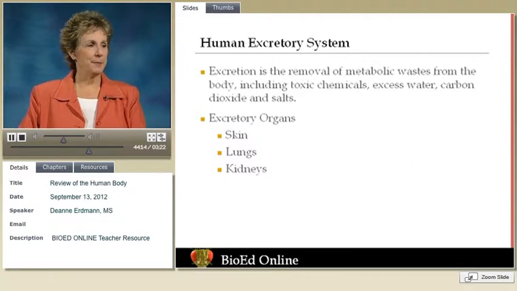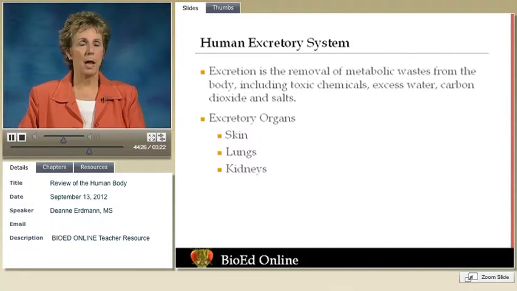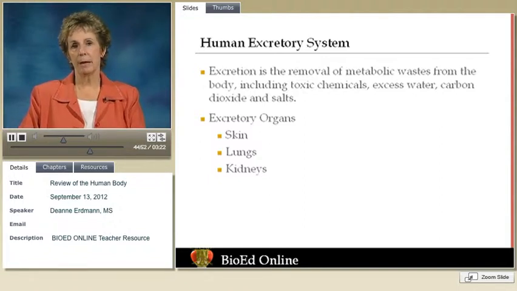The human excretory system, and excretion is the removal of a metabolic waste, and that's why you'll notice that we're not really discussing the feces that's removed from the large intestine in this list, because that's not a true metabolic waste. It has not been produced as a result of metabolism. So we're getting rid of toxic chemicals, excess water, carbon dioxide, salts, and heat from the body. And our major excretory organs are the skin, which gets rid of some small amounts of urea, but salts and water. The lungs, which gets rid of carbon dioxide, water vapor, and heat. And then finally the kidneys, which get rid of about 75% of our metabolic waste.